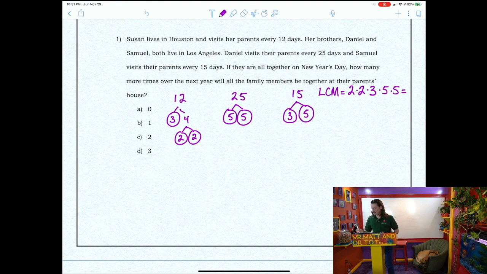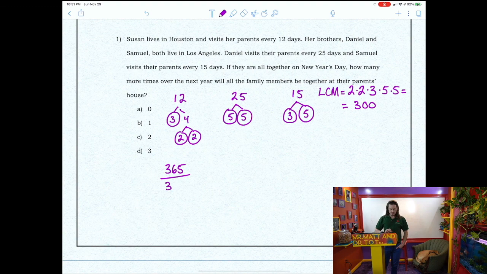So that means that every 300 days, and only every 300 days, will all family members be together at their parents' house. So over the next year, there are 365 days in a year. If we take 365 days and divide it by 300, that's going to give us a decimal answer of 1.2. But the 0.2 doesn't represent another visitation. It's 20% into the time it takes for another whole visitation by all family members. So here the answer would be 1, answer selection B.